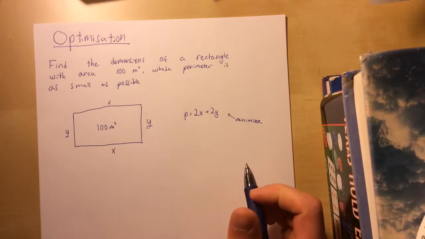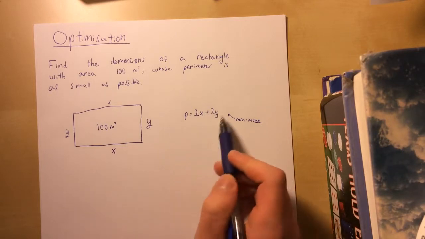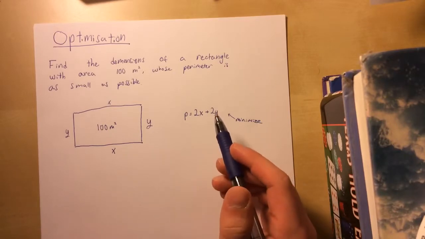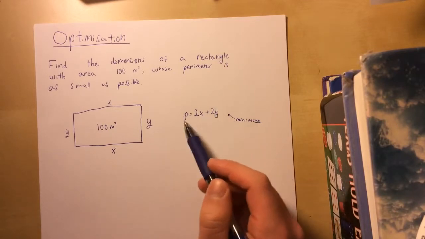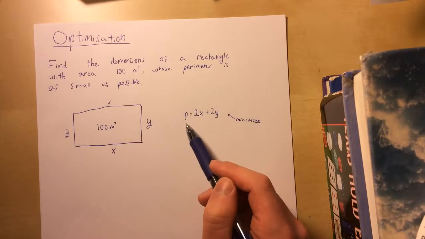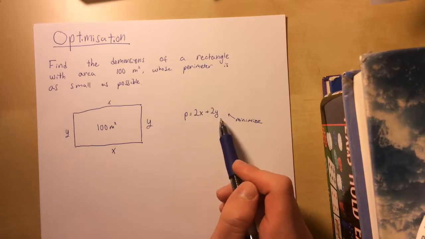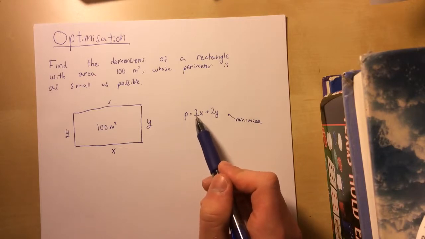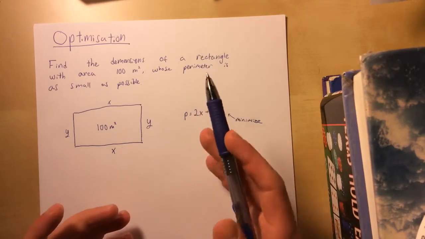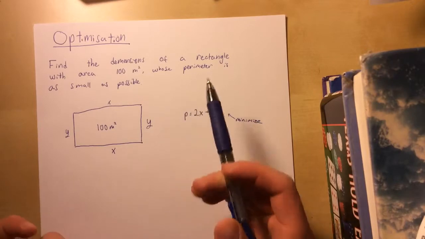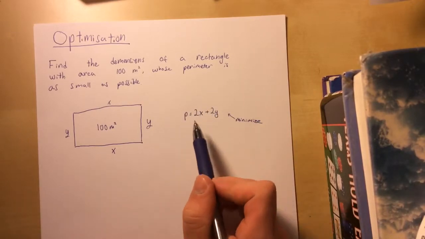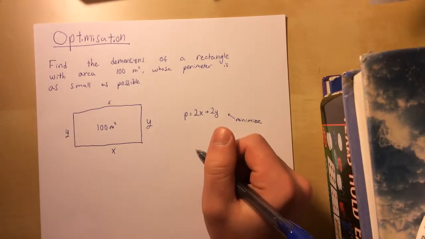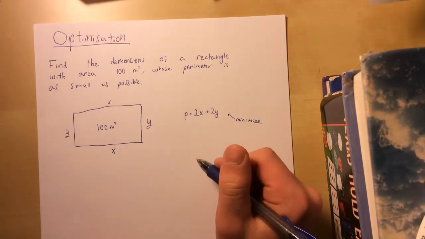So the next step is we want to get this equation down to one variable, so either an x or a y. The way we have it right now, we have kind of three variables, the perimeter, x, and y. We want to get it down to two variables, where the perimeter is equal to some function of x or some function of y, not a function of both x and y. And to do that, we are going to use what's called a constraint function.